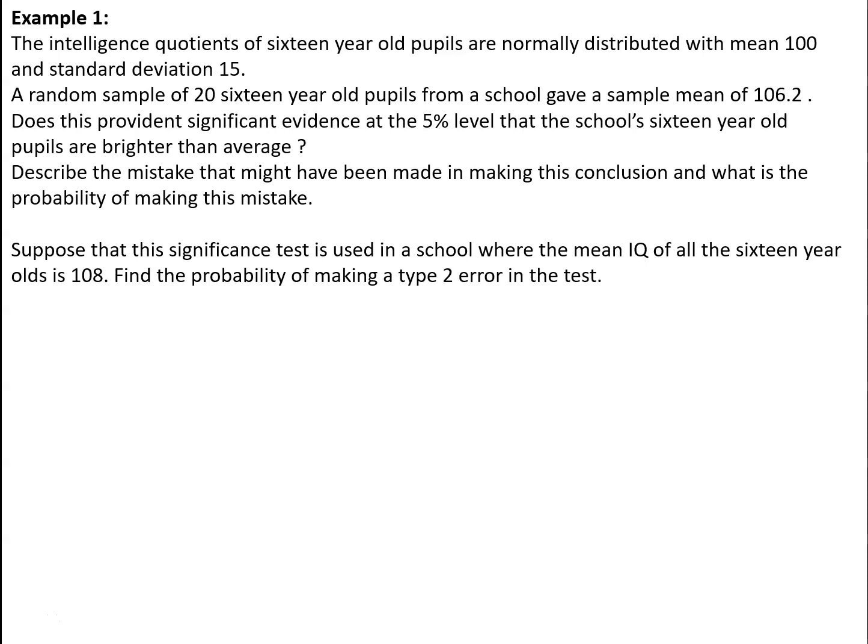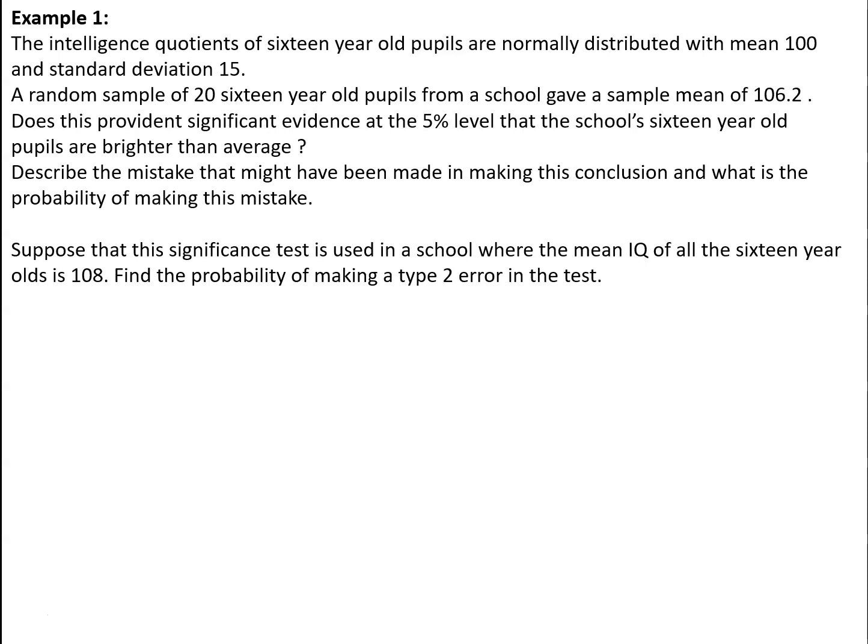The IQs of 16-year-old pupils are known to be normally distributed with a mean of 100 and a standard deviation of 15. A random sample of 20 16-year-old pupils from a school gave a sample mean of 106.2. We want to determine whether this gives significant evidence at the 5% level that the school's 16-year-old pupils are brighter than average. We want to describe the mistake that might have been made in making this conclusion and give the probability of making this mistake.